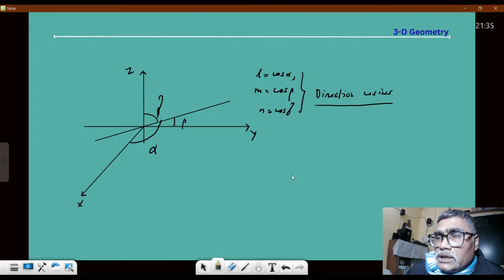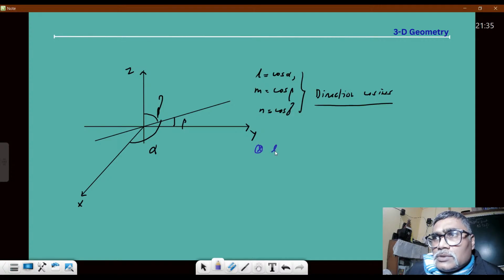Now they are unique because we are considering the angle with the positive sides, the positive measurement angle. But if we consider the supplement, then we will get the negative of these values. So we don't confuse that as different direction cosines. They are the same. The idea is just that we took the other angle.